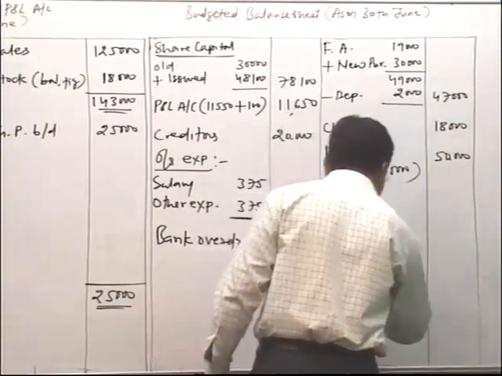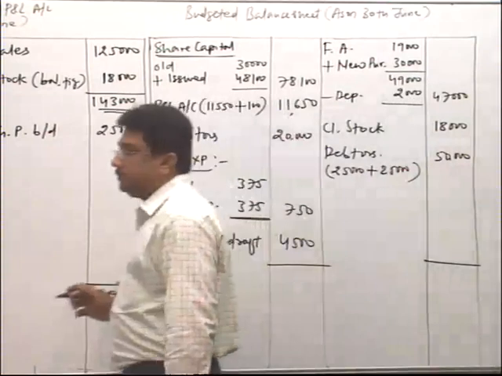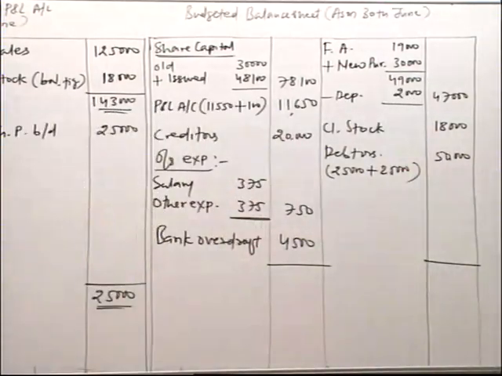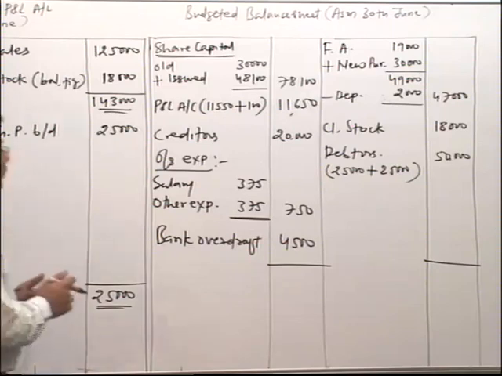Now please make the total of the balance sheet. This total is 1,15,000 rupees.